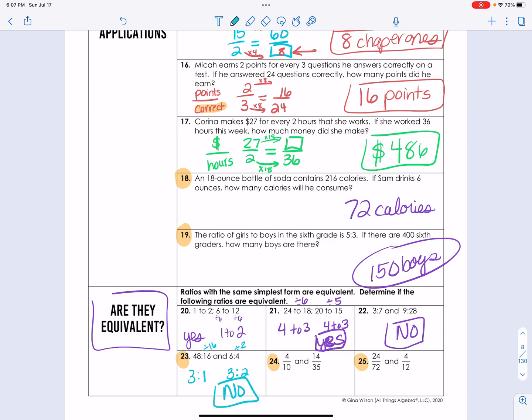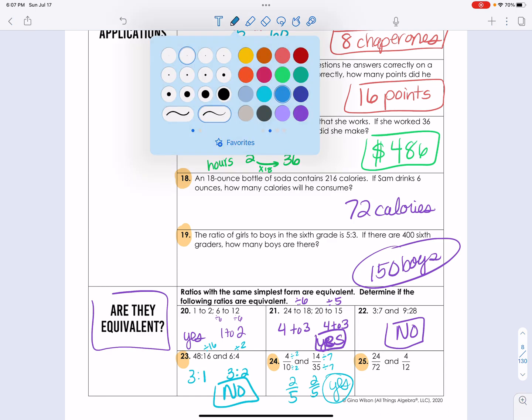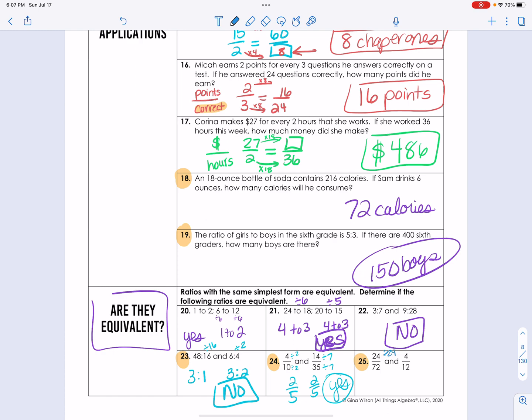Okay, on the next one, I can divide both of these by 2, and so that's 2 to 5. I can divide both of these by 7, so that's 2 to 5, so my answer is yes. And then finally, 24, I think 24 goes into 72, and that's not on the pink sheet. So if you got it, yep, it does. So on 27, I'm going to divide both sides by 24, so 1 to 3. And here I'm going to divide both of these by 4, which is 1 to 3, so my answer is yes. So these are equivalent fractions.